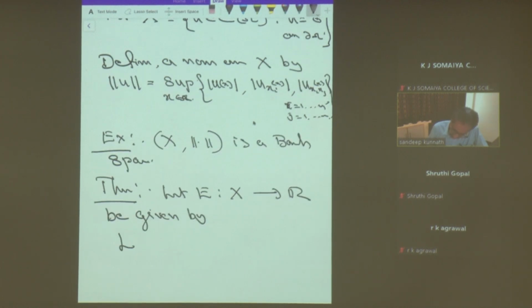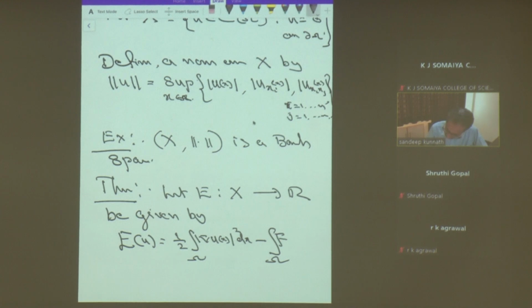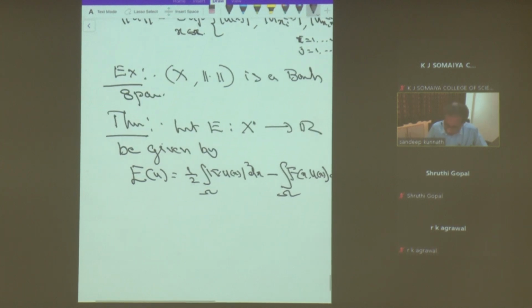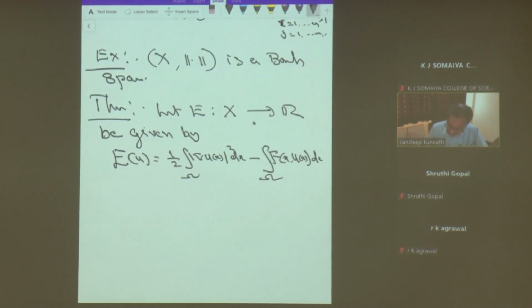be given by E of u equal to half of the integral over omega of gradient of u of x squared dx minus the integral over omega of capital F of x, u of x dx. I define a function like this from X to R, where X is a Banach space. Then E is differentiable.